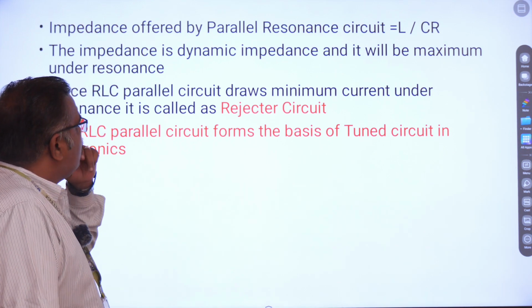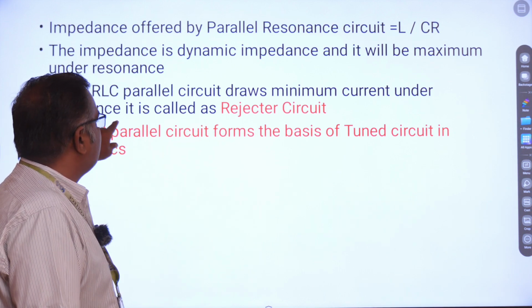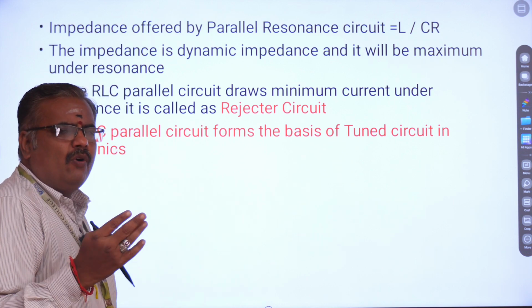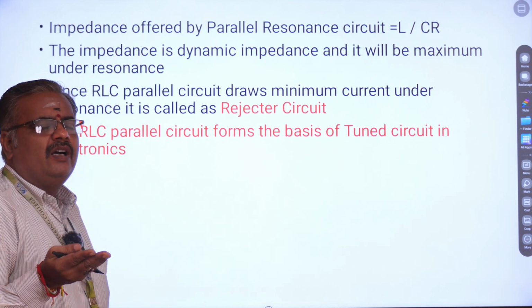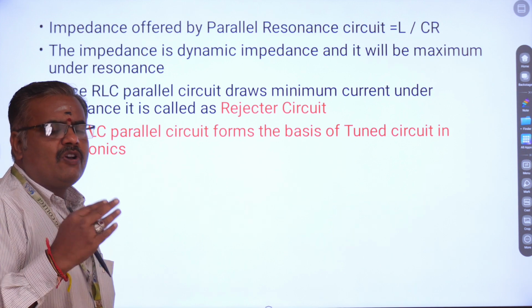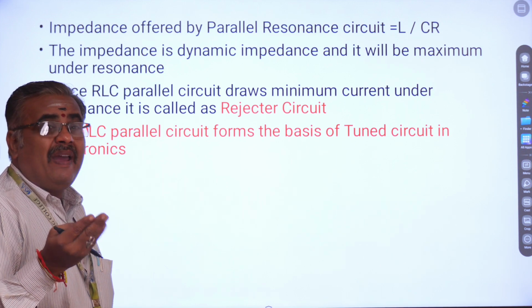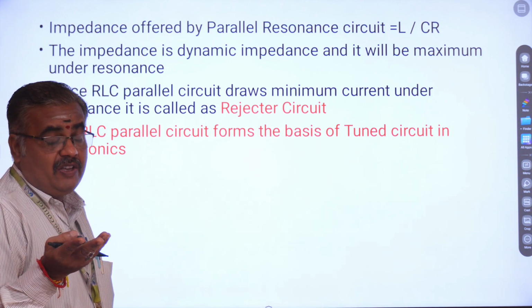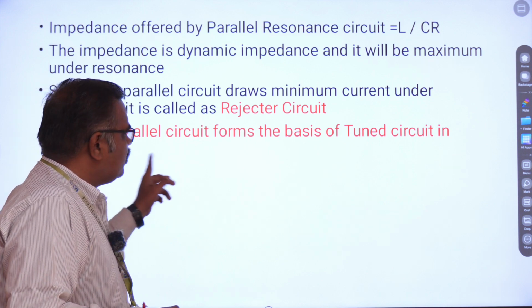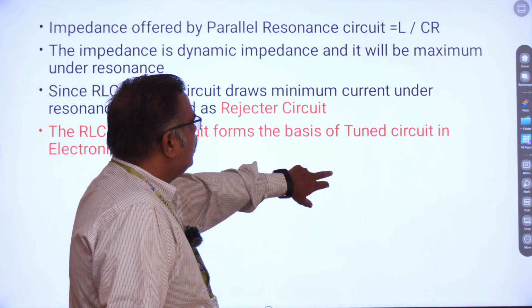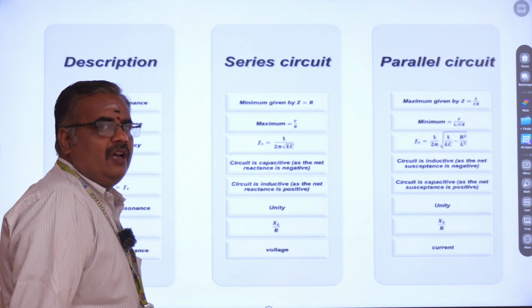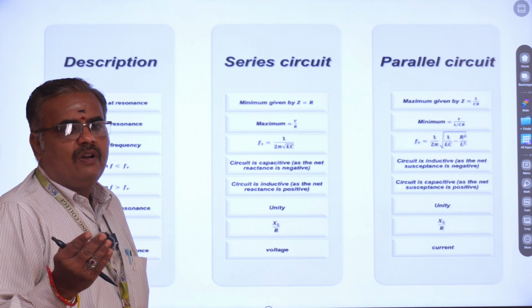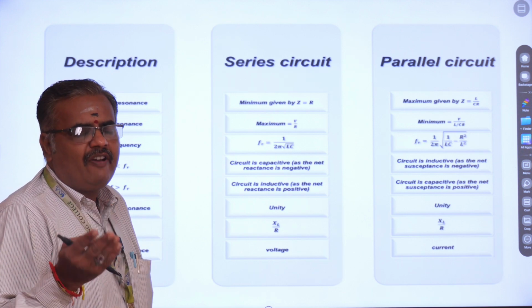Since the RLC parallel circuit draws minimum current under resonance, it is called a rejector circuit. And of course, this parallel combination is the base for creating tuned circuits, which will be studied on the electronics side. So for tuned circuits, this RLC parallel circuit will be supporting. Otherwise, the RLC parallel and series combinations will have more or less equal conditions in terms of resonance, and of course the power factor and quality factor will be the same.